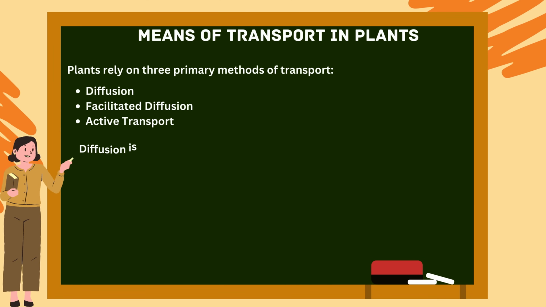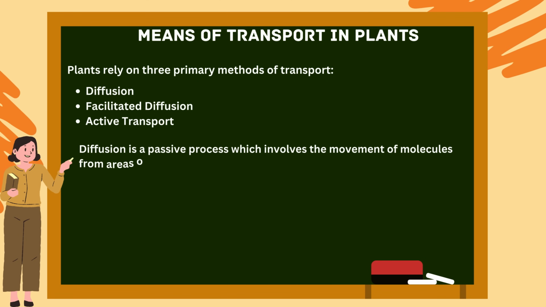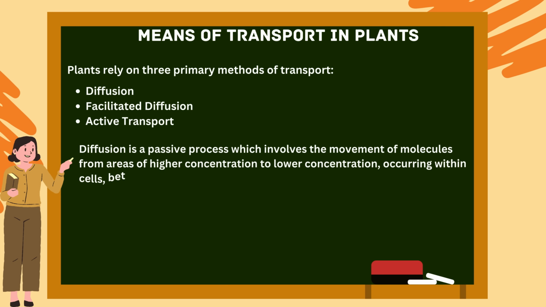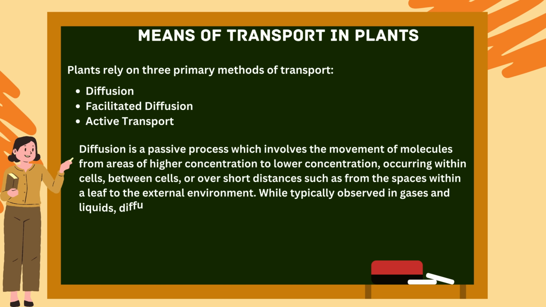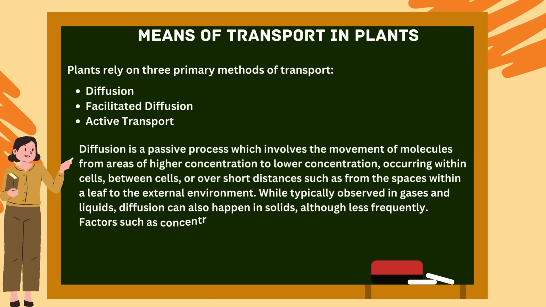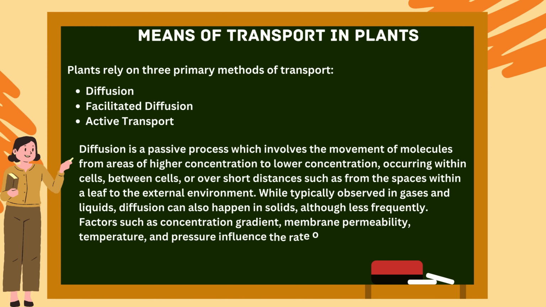Next is means of transport in plants. Plants rely on three primary methods of transport: diffusion, facilitated diffusion, and active transport. Diffusion is a passive process which involves the movement of molecules from areas of higher concentration to lower concentration, occurring within cells, between cells, or over short distances such as from the spaces within a leaf to the external environment. While typically observed in gases and liquids, diffusion can also happen in solids, although less frequently.